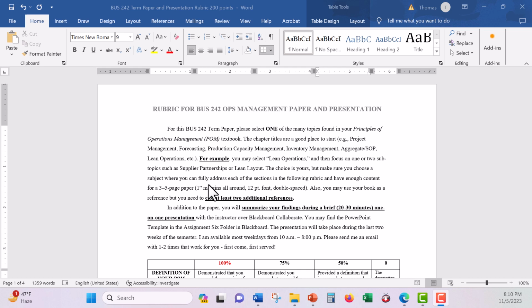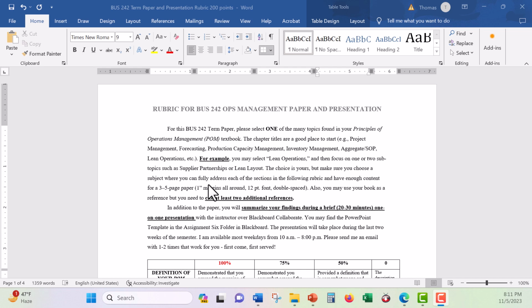Choice is yours, but make sure you choose a subject where you can fully address each of the sections in the following rubric and have enough content for a 3 to 5 page paper, 1-inch margins all around, 12-point font, double spaced. You may also use your book as a reference, but you need 2 additional references.